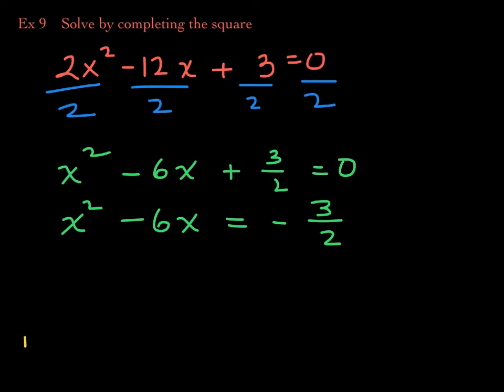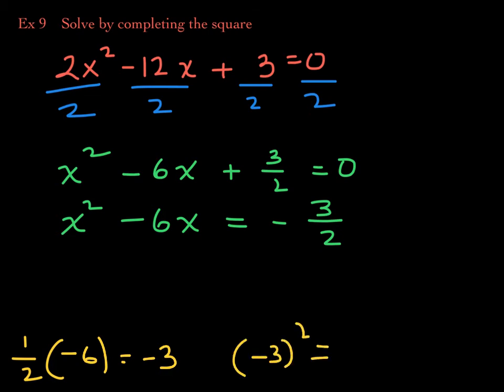We find half of the coefficient of the first degree term, not the original first degree term, this one here, okay? So half of negative 6, which we know to be negative 3. Take negative 3 now and square it, and you get positive 9. 9 is the number that you're adding to both sides of your equation. Add it there and add it there.